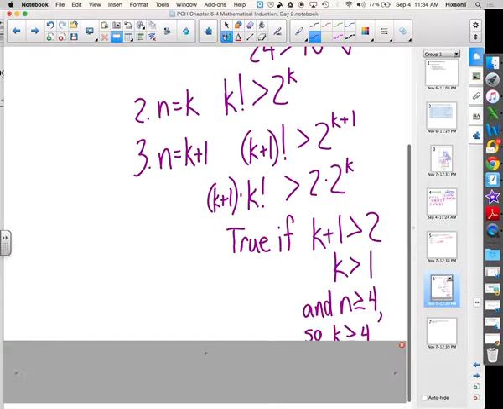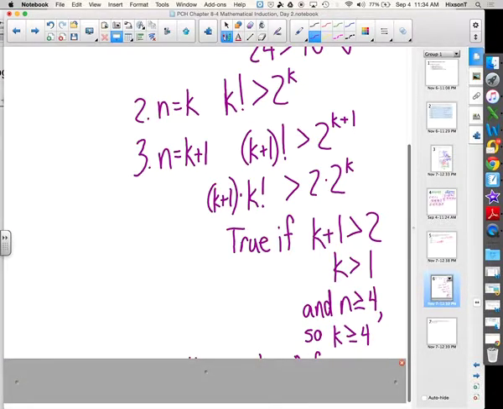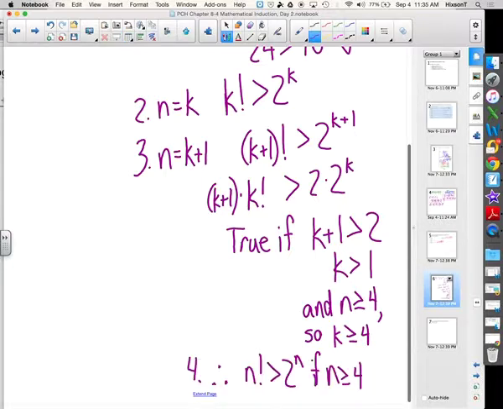Yes. Okay? Since n is greater than or equal to 4, k has to be greater than or equal to 4. Therefore, it's always going to be true, and we can make our conclusion that n factorial will always be greater than 2 to the n if n is greater than or equal to 4.